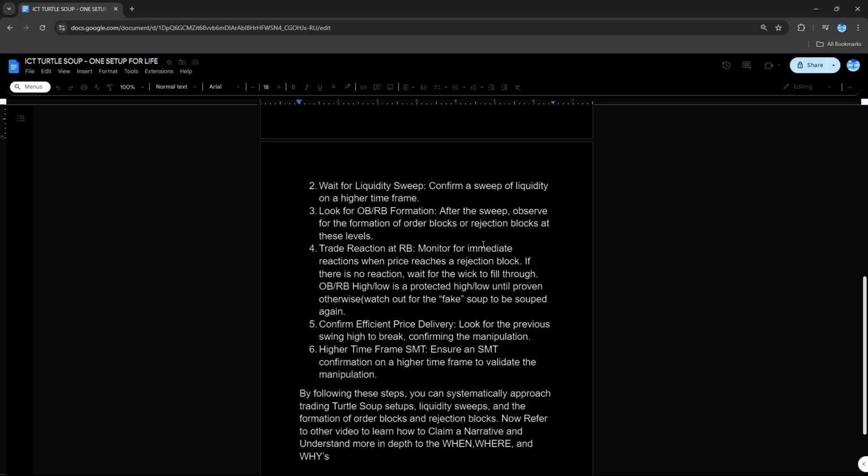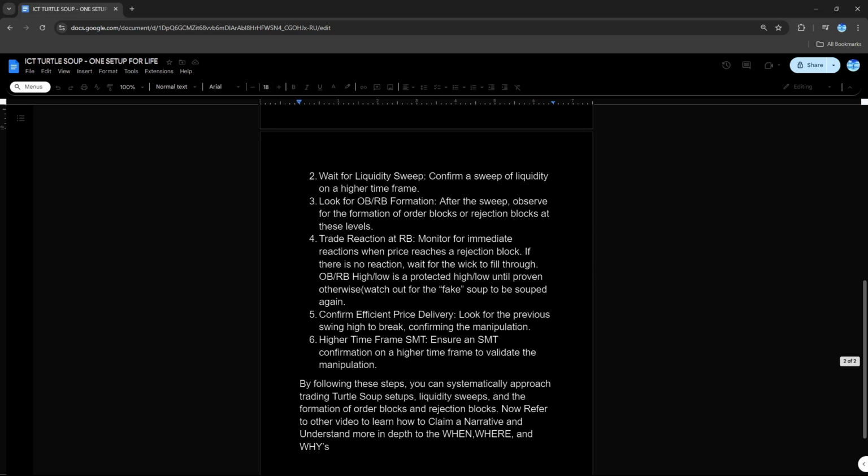If there's no reaction, simply wait for the wick to be filled to and through. Our order block / rejection block high or low is a protected high and low until proven otherwise. Watch for the fake soups to be souped again. For example, on the chart we'll show how we delivered into the NWOG once, resouped, and then delivered lower.